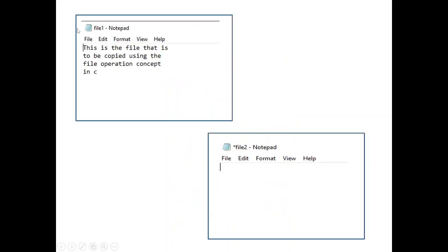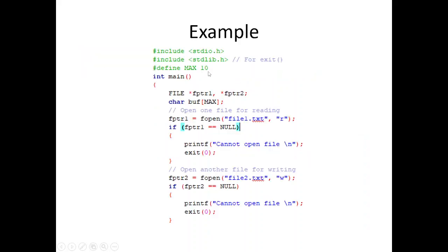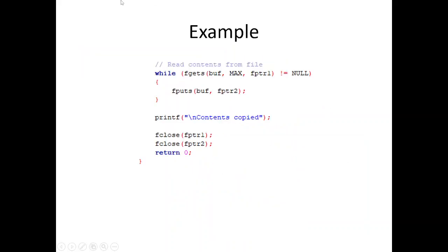So before processing, this is the content of file 1 and this is the content of file 2. So here there is content, and this content we are going to copy here. So the rest of the code is, we are going to use a loop to do the same. So we have used a max, right? What is max? Max is declared as 10. So the size of the array that we are going to use is 10. Okay. So it will read 10 characters, the string of size 10.